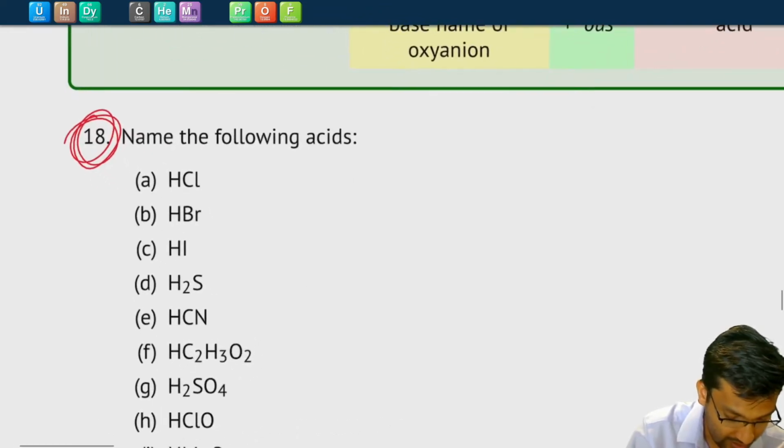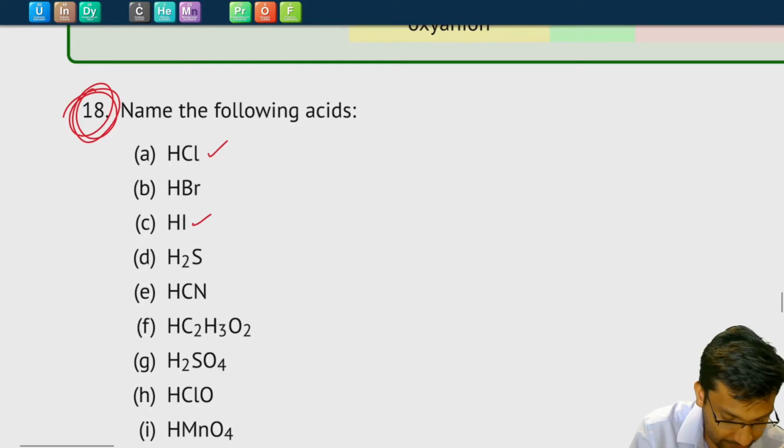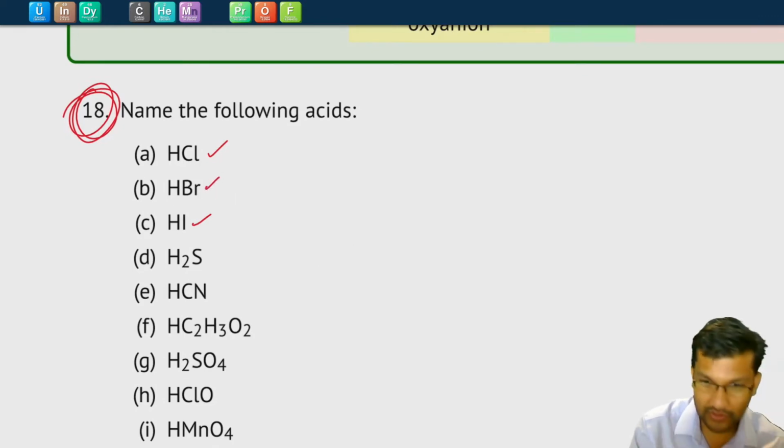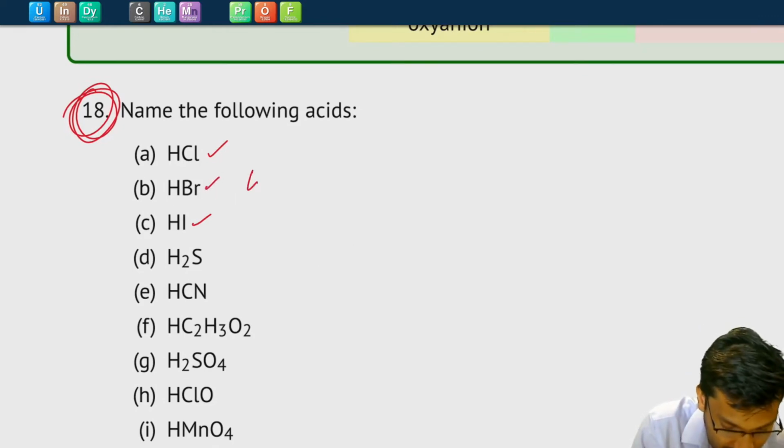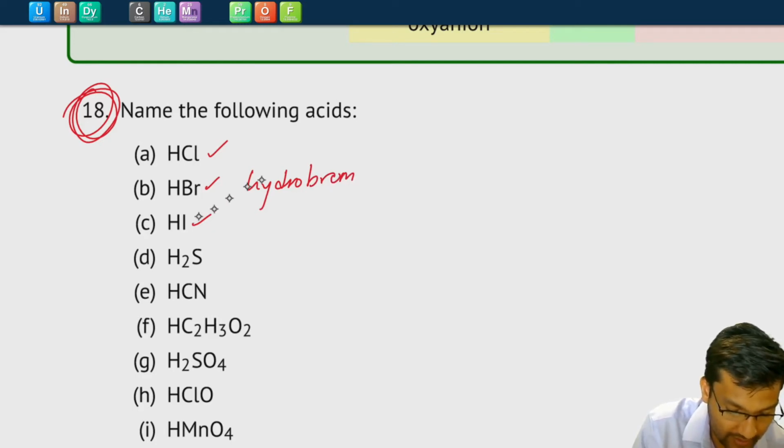Okay, I think I did HCl and HI already. Let's do HBr. This is only 2 elements. None of them are oxygen, so it's hydro. Bromine, the ion is bromide. The base is brom. We add ic, so hydrobromic acid.